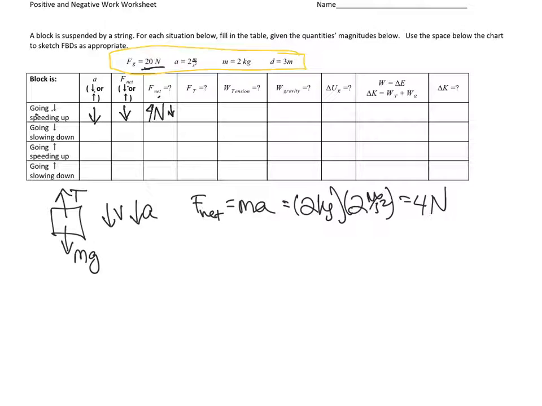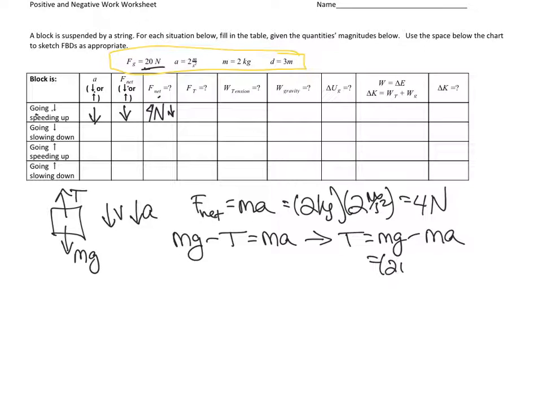All right, to figure out the tension, we need to actually do Newton's second law. My acceleration is down, so my mg gets my positive, and then my T gets my negative. So mg minus T equals ma, therefore T is mg minus ma. mg is 20 newtons, and ma is 2 kilograms times 2 meters per second squared. We knew that already because that was right up here. So that's 16 newtons. So my tension is 16 newtons.